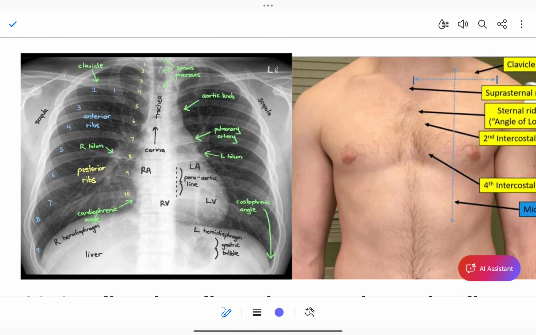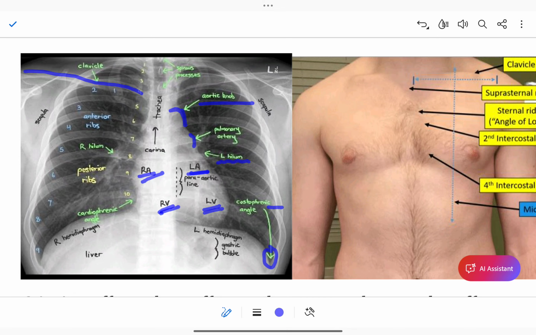So this is a clavicle. This is the clavicle part. Here is the aortic knob. The pulmonary artery is here, and this is the hilum. Right atrium is here, then right ventricle is here. Left atrium is here, then left ventricle is here.